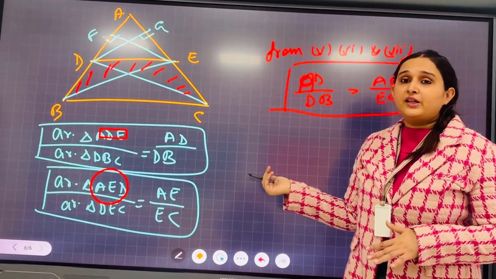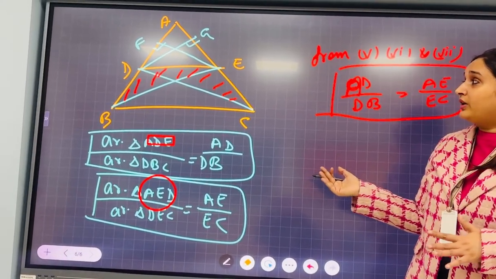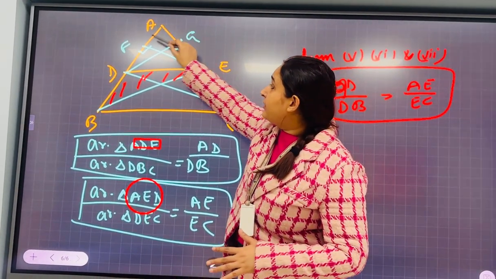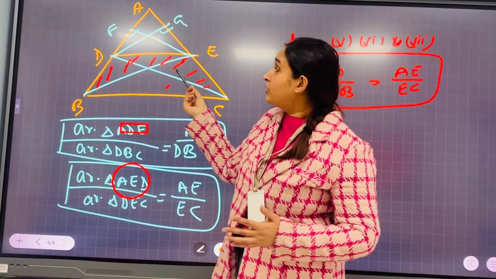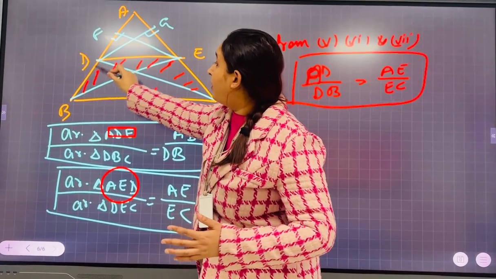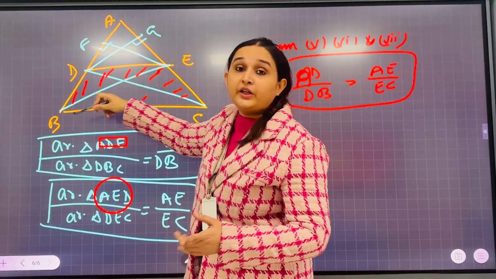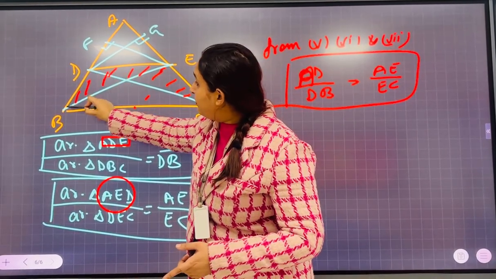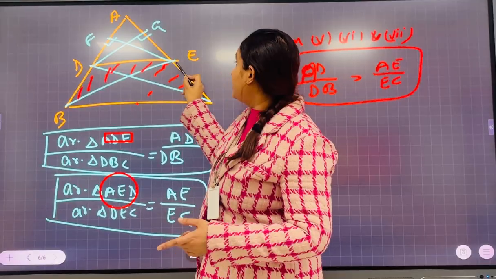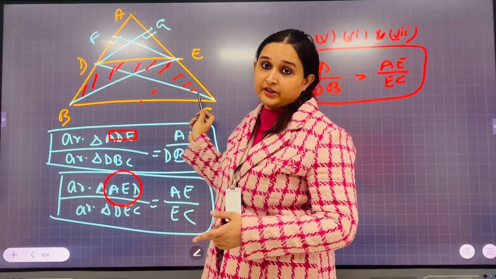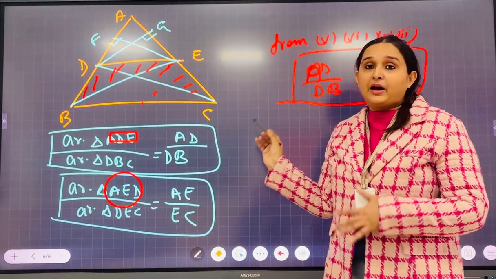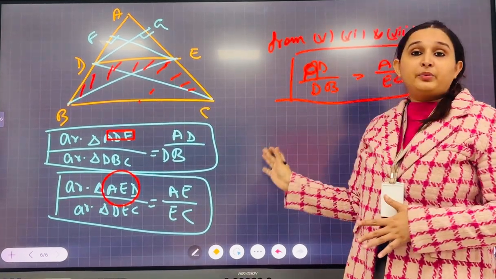The extension of this can be like the corollary. Here I am taking the shorter side ratio. You can also say that AB upon DB is equal to AC upon EC. Or if you take the shorter side first, DB upon AB is equal to EC upon AC. So these are also part of it. So this is all about the BPT theorem.